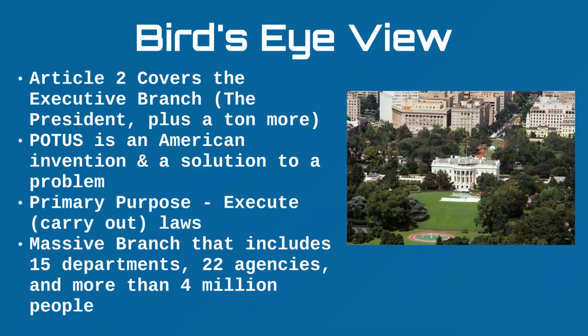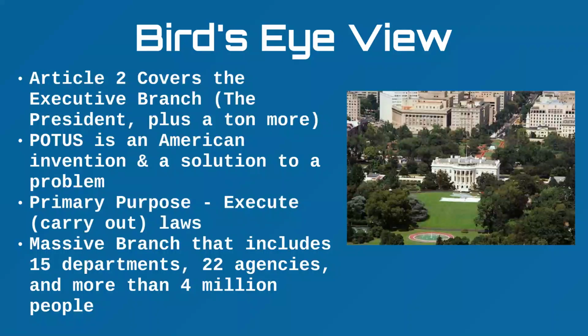So, bird's eye view overview here of the executive branch. Article 2 does cover what we call the executive branch, which is the president, plus a lot of other people that work underneath the president. The President of the United States is an American invention. It's unique. We borrowed a lot of things from other civilizations, but the presidency is something we created primarily to solve a problem, which we'll look at on the next slide.